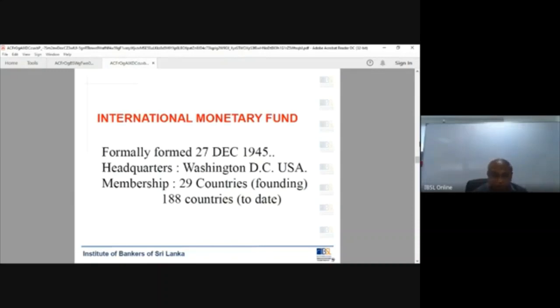The International Monetary Fund was formally formed on 27 December 1945. Headquarters is Washington, D.C., USA. Right? Membership: 29 founding member countries, and 188 countries as of date. Washington, D.C. is the capital of USA, and it is popular for these two towers. One is the IMF, International Monetary Fund. The adjoining tower was the World Bank. Right?